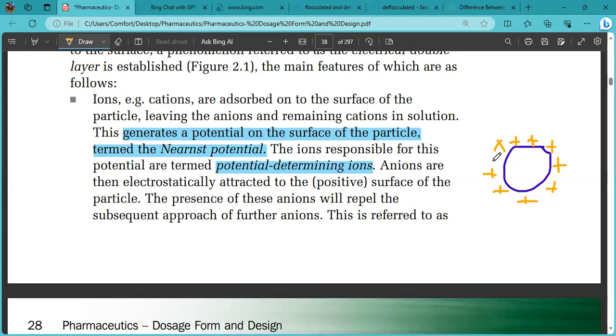Because we have formed a nice little boundary around the particle, there's no more room for any other positive ions to adhere onto its surface. It's completely full. Remember, like repels like. You cannot have any other positive ions coming and adhering onto the surface, because this positive charge will repel that positive charge. So they'll be pushed back, and it's impossible to form a second layer of positively charged particles.